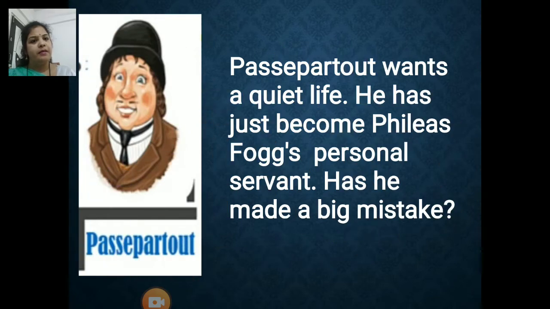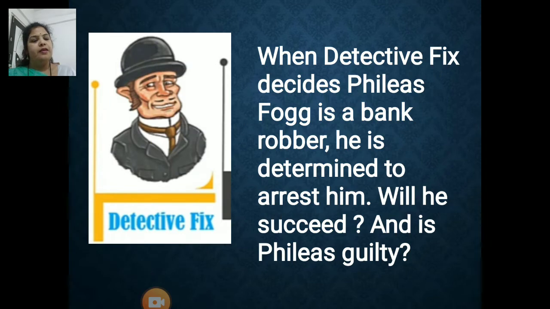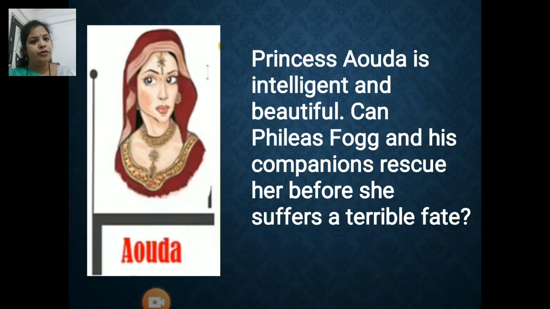Next character, Passepartout. Passepartout wants a quiet life. He has just become Phileas Fogg's personal servant. Has he made a big mistake? Let's find out. Detective Fix is one of the major characters in this novel. When Detective Fix decides Phileas Fogg is a bank robber, he is determined to arrest him. Will he succeed? And is Phileas guilty? Let's find out also.